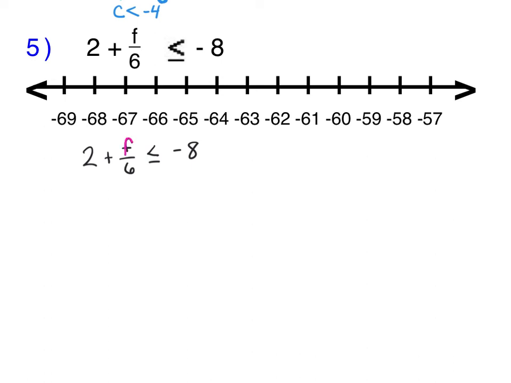So I see that my variable is an f, right, and it's being divided by 6. And then I want to get rid of whatever's being added or subtracted. So in this case, it's adding a positive 2. So do the opposite of a positive. So I'm going to subtract 2 on both sides. So I get f over 6 is less than or equal to, and then the signs are the same, so keep the sign. So I'm doing negative, and then 8 plus 2, or 8 negatives plus 2 negatives is 10 negatives. Next step, I see that's being divided by 6.